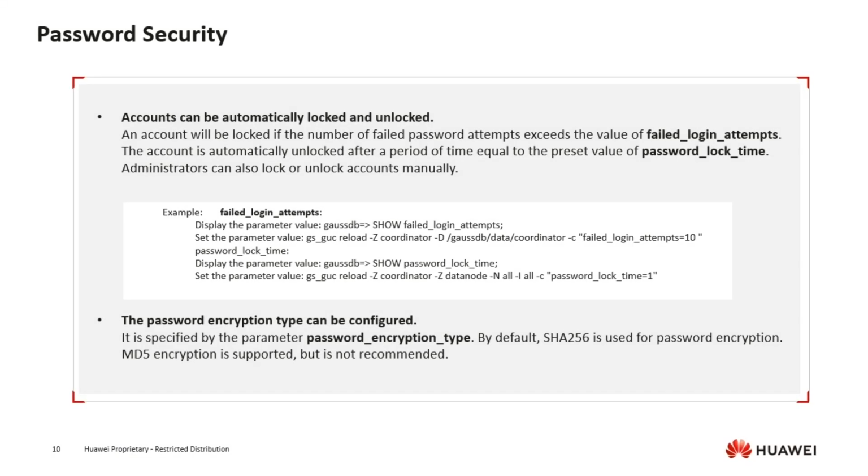Regarding password policies, GaussDB supports automatic locking and unlocking of the database. If the password is entered incorrectly more times than the failed login attempts parameter limit, the system will automatically lock the user account. The lock duration can be configured through the password lock time parameter, after which the account is automatically unlocked. Administrators can also manually lock or unlock a user account using specific syntax: alter user lock and alter user unlock.